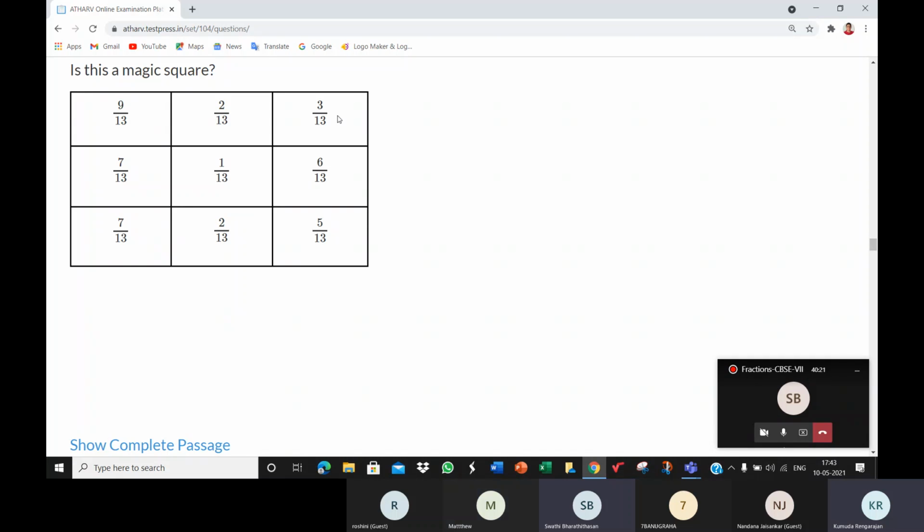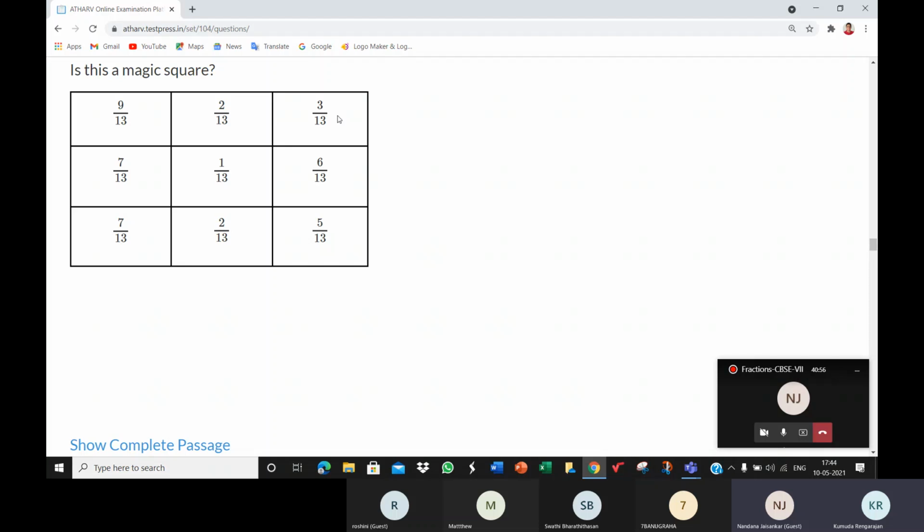Okay, what is the sum of the numbers along the first row? In the first row, are the fractions like fractions? Yes, ma'am, they are like because they have the same denominator. Very good. So what is the sum of the numbers in the first row? Ma'am, 14 by 13. What is the sum of the numbers in the second row? Ma'am, 14 by 13. What is the sum of the numbers in the third row? Ma'am, 14 by 13.